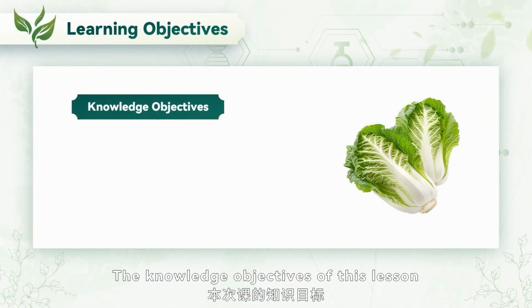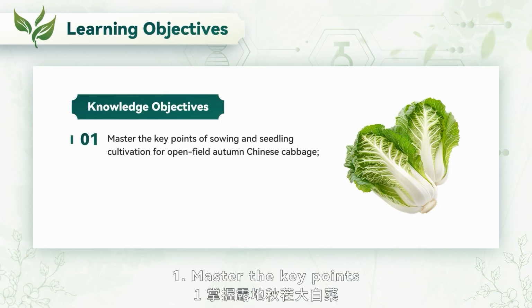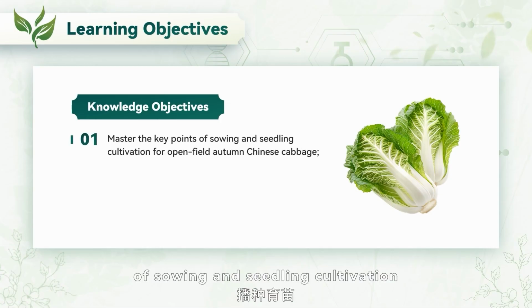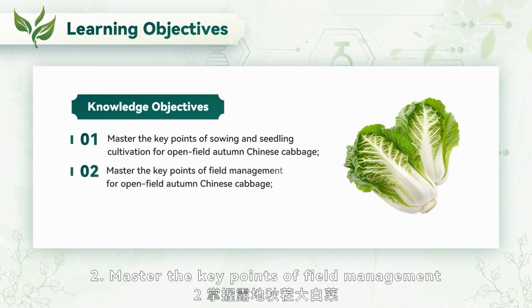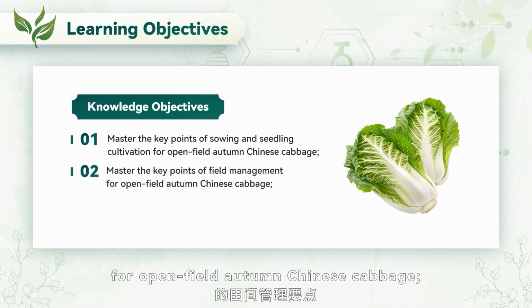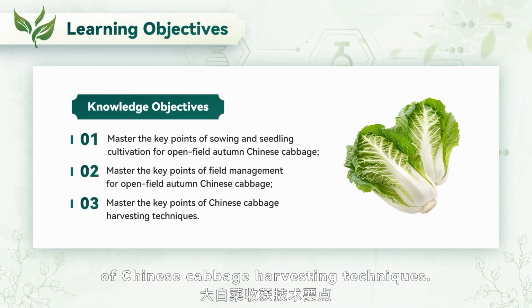The knowledge objectives of this lesson are as follows. 1. Master the key points of sowing and seedling cultivation for open-field autumn Chinese cabbage. 2. Master the key points of field management for open-field autumn Chinese cabbage. 3. Master the key points of Chinese cabbage harvesting techniques.